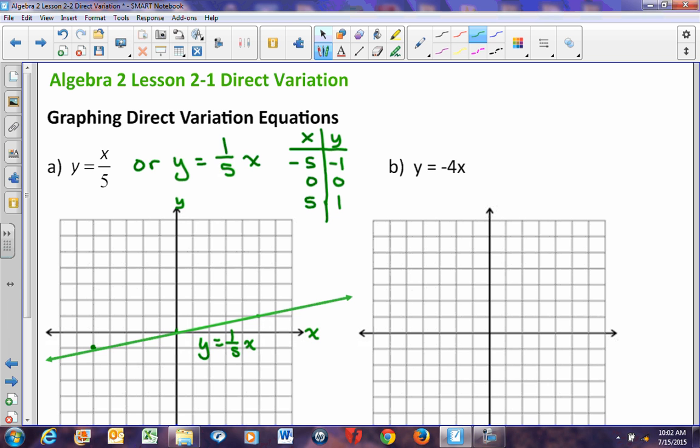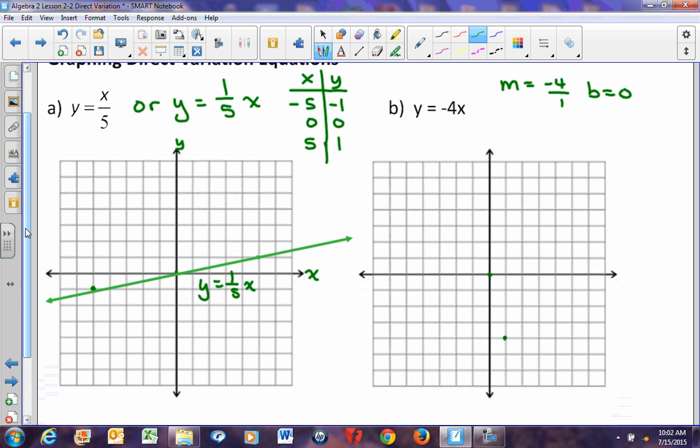Letter B here, y equals negative 4x. I'm going to use slope-intercept. Remember, my slope is the number that comes in front of x, which is negative 4 over 1. My y-intercept here is 0. So I'm going to drop the point here at 0. I'm going to go down 4, 1, 2, 3, 4, to the right 1. And I can continue doing down 4 to the right 1 if I wanted to.